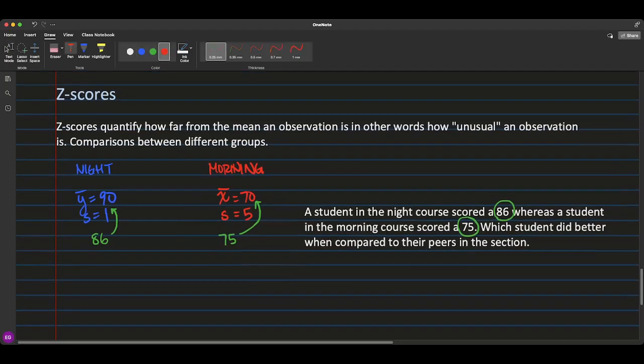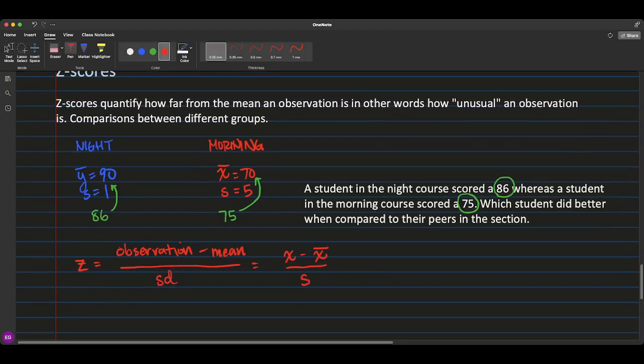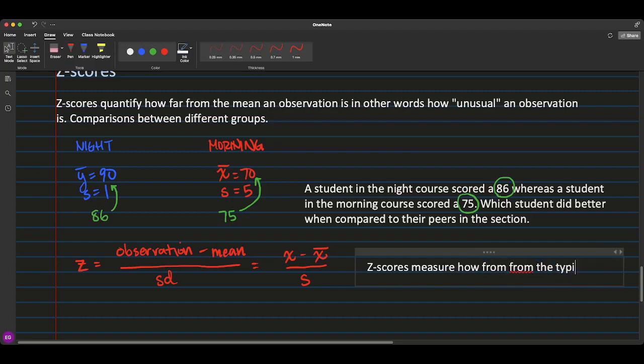So let me first explain how to calculate a z-score. So a z-score is the observation or value minus the mean for that group divided by the standard deviation. In symbols, the way we would usually write this is x minus x bar over s. Okay, so what does the z-score do? The z-scores measure how far from the typical value, from the usual, or the mean, in terms of the standard deviation. So let me plug in some numbers and we'll see what this means.